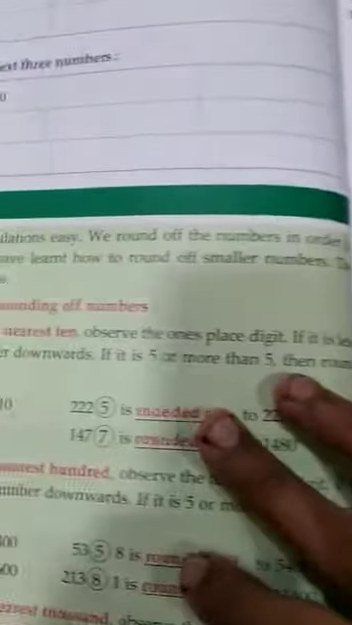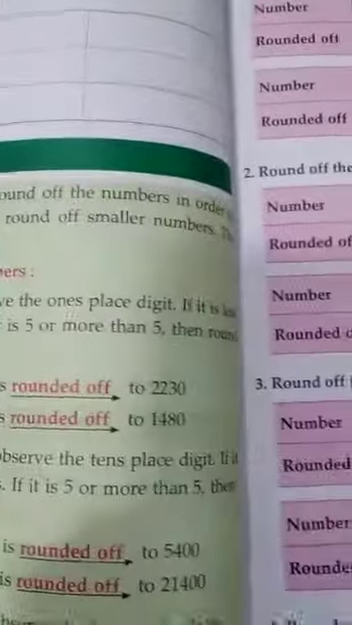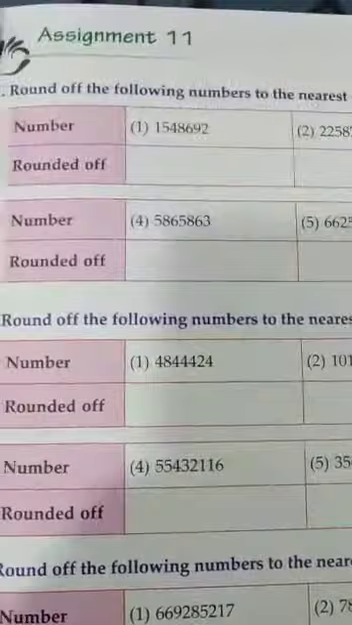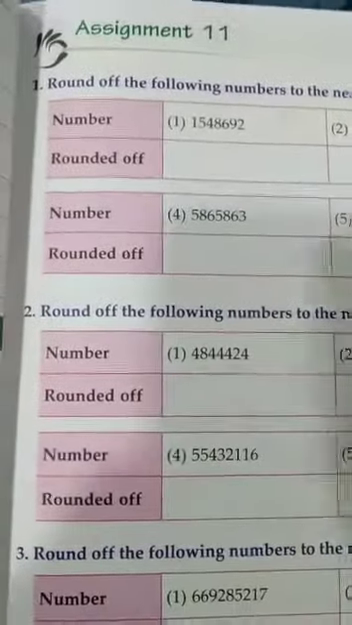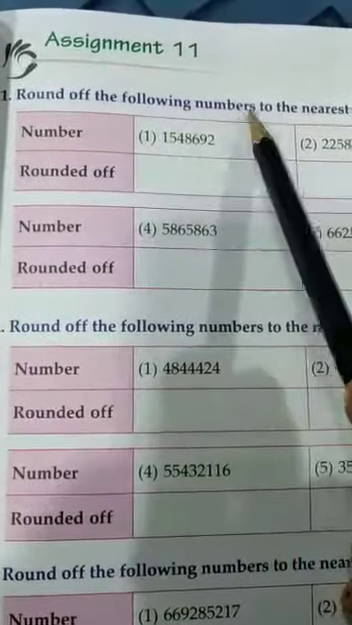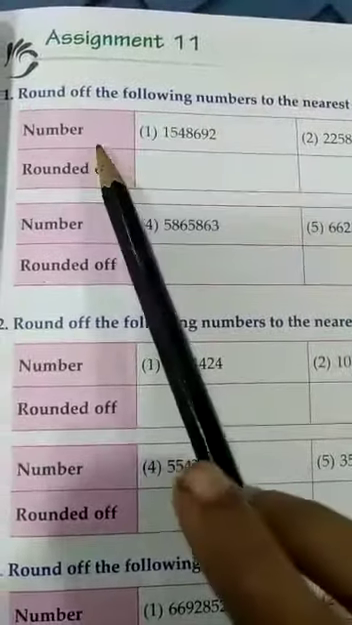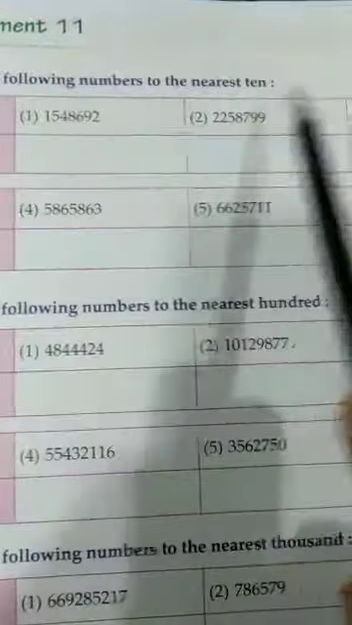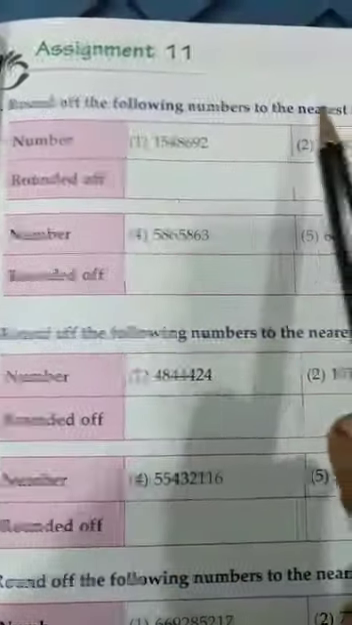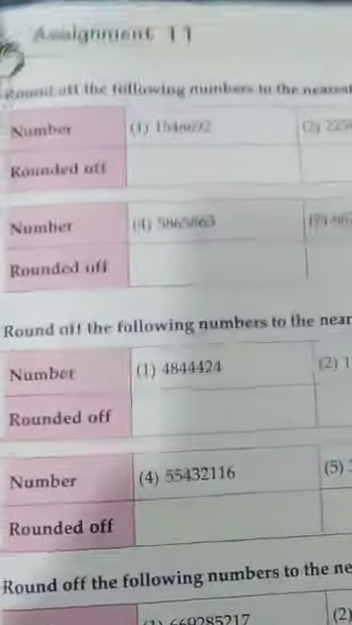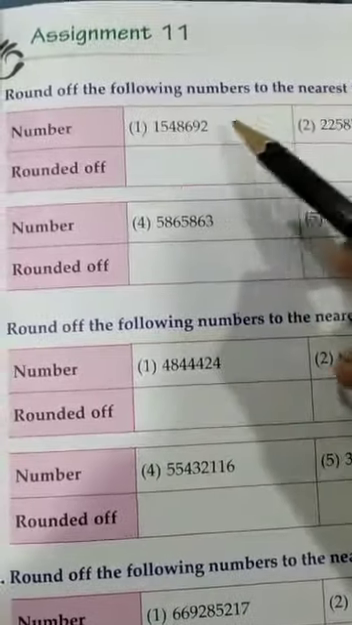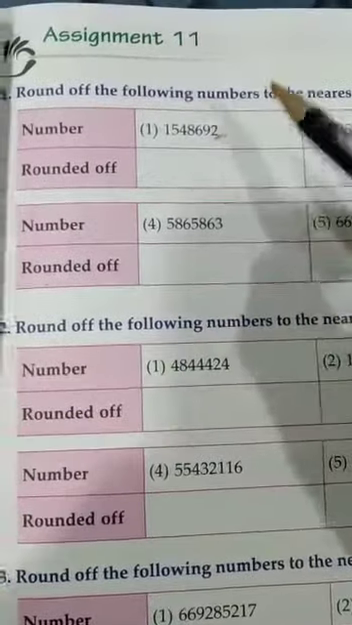Related to this rounding of numbers, we have assignment 11, that is page 77. The first question is: round off the following numbers to the nearest tens. Three numbers have been given in the columns and you have to round them off. What did I tell you? When you round off to the nearest tens, you have to consider the ones place number.